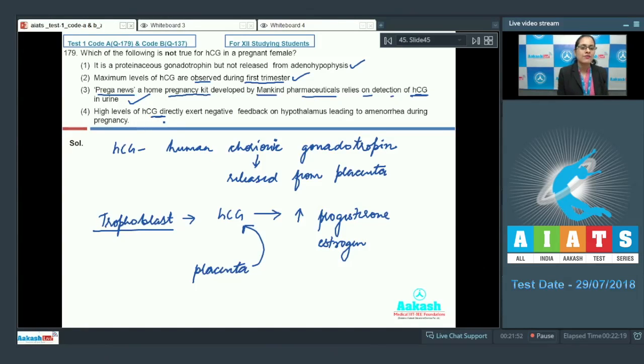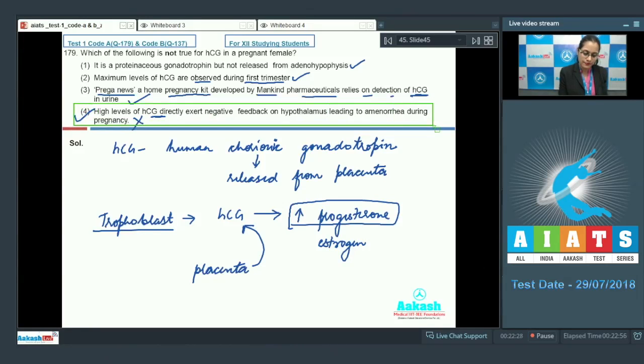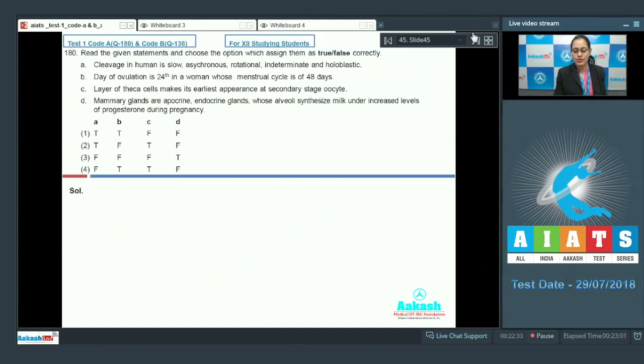Fourth option is, high levels of HCG directly exert negative feedback on hypothalamus, leading to amenorrhea during pregnancy, and this is an incorrect statement because HCG bypasses the hypothalamic pituitary axis and it itself stimulates corpus luteum to increase the progesterone levels, and this increase in progesterone levels will lead to maintenance of the endometrium and amenorrhea condition. So the correct answer is option number 4. Let's write it here as well. Let's proceed to the next question.